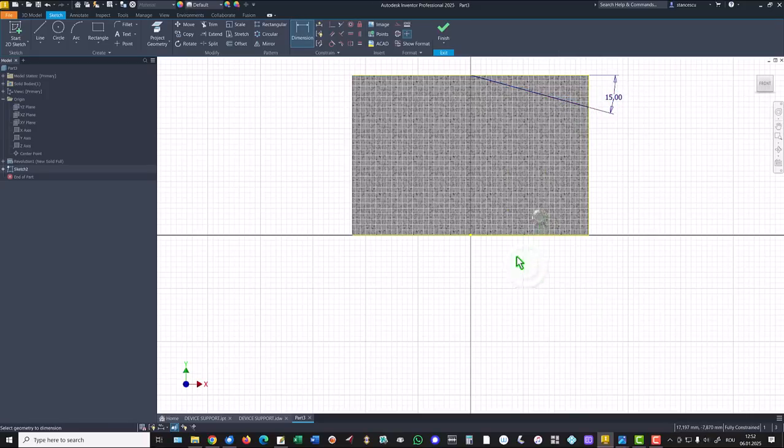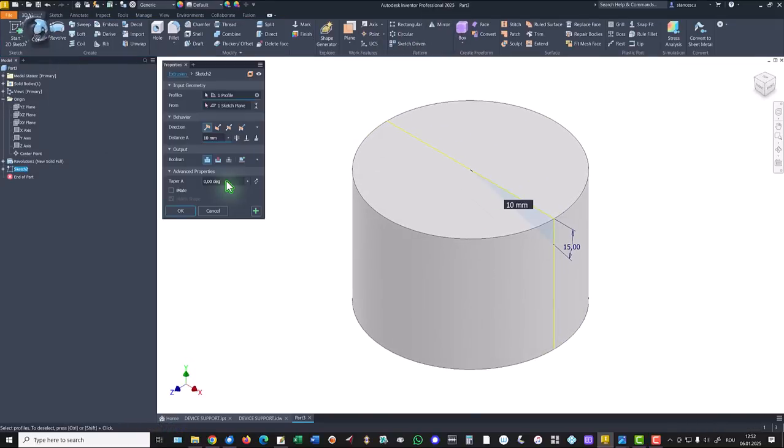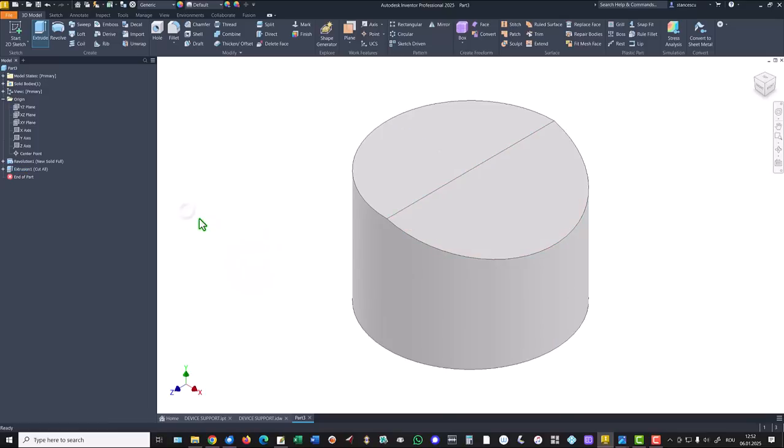I make only one side as construction, and now the only closed contour is this. Extrude, you see, Inventor finds that closed contour. Okay.